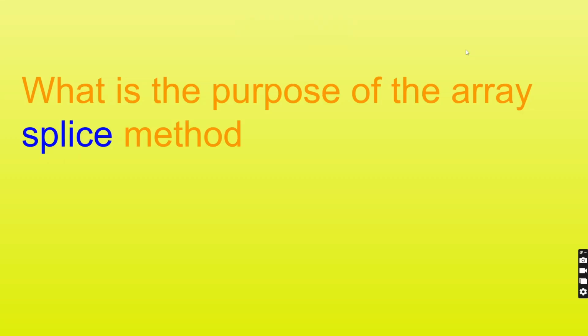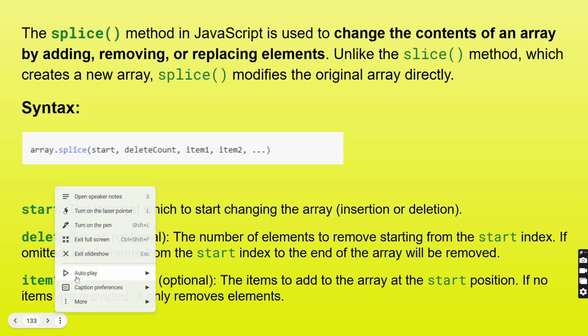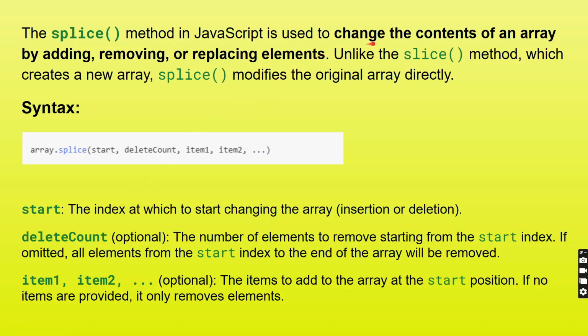Hi friends, today we are going to learn about the purpose of the array splice method in JavaScript. The splice method in JavaScript is used to change the contents of an array by adding, removing, or replacing elements. Unlike the slice method, which creates a new array, splice modifies the original array directly.